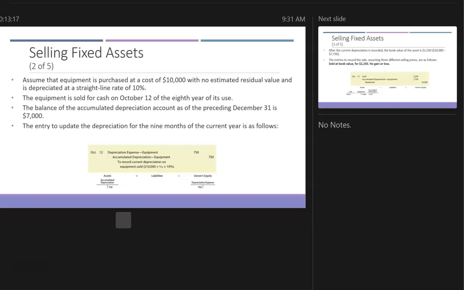The entry to update depreciation for 9 months is going to be the $10,000 times the 10% rate times 9/12. And the reason we're doing 9/12, think of this. We sold it October 12th, right? So remember, if it's before October 15th, we're going to go back to just 9 months of depreciation through September. So we take our depreciation of $750. We then know our accumulated depreciation is now sitting at $7,750, right?